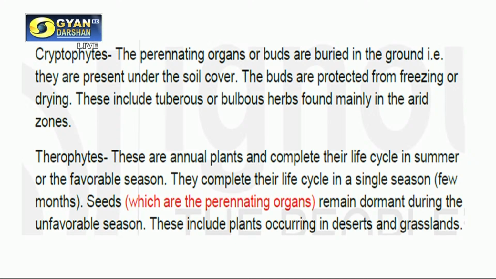Finally, the therophytes. These are annual plants and complete their life cycle in summer or favorable season. So they complete their life cycle within a very short time when the rainfall is there or when abundant rain is there. Seeds, which are the perennating organs, remain dormant during unfavorable season. They do not germinate. Only with the availability of rainwater, they germinate and they complete their life cycle within that short span.